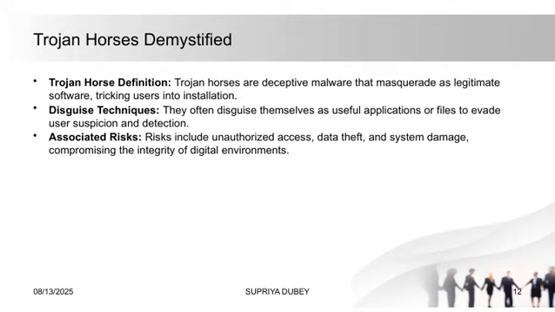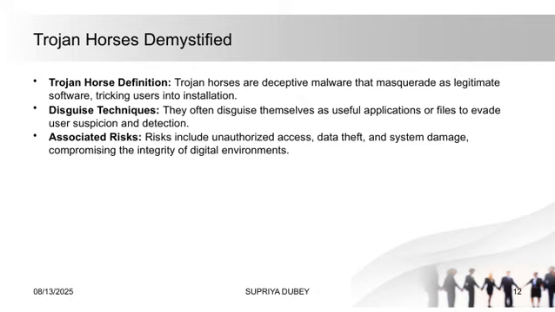Trojan horses demystified. So, when we talk about Trojan horses in cybersecurity, we're referring to a type of malware that cleverly disguises itself as legitimate software. The idea is to deceive users into installing it, thinking they're getting a safe or useful program. These are not your typical viruses. They're designed to look harmless, which makes them particularly sneaky.